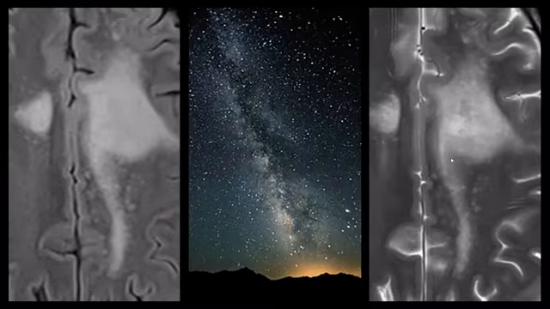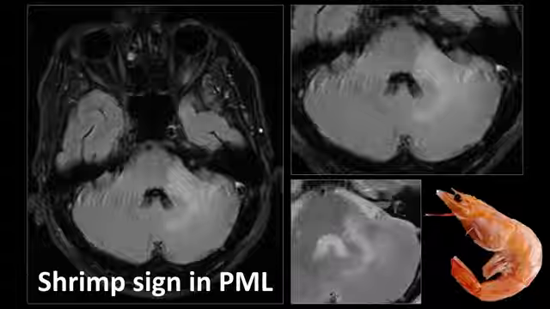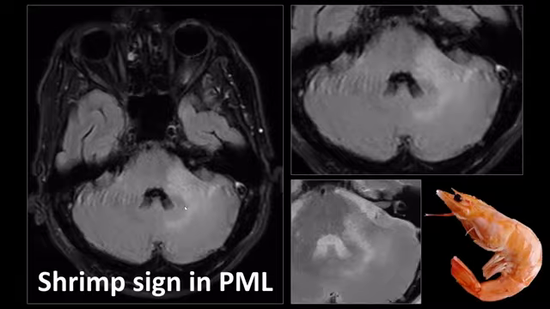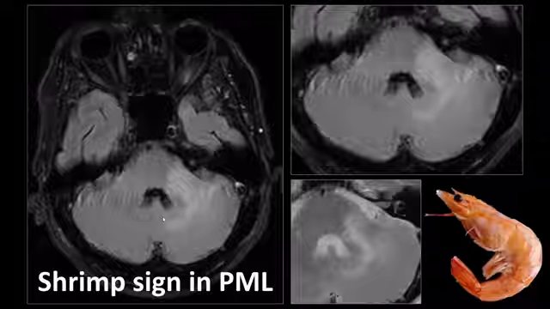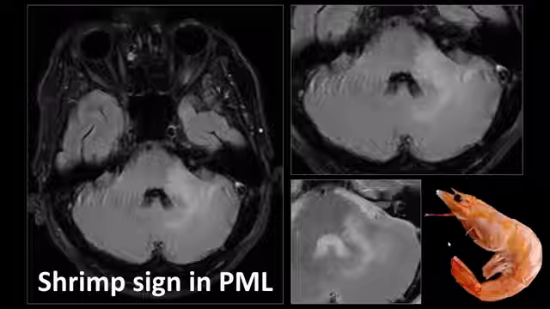This is on FLAIR images, this is on T2 weighted images. And the shrimp sign is also a sign described in patients with progressive multifocal leukoencephalopathy. For one reason or another, the middle cerebellar peduncles are a preferred location for PML. And when you have PML over there, the edema can extend along the dentate nucleus. The dentate nucleus is gray matter, so it is not really involved all that much. And then the edema surrounding the dentate nucleus can look a bit like a shrimp.